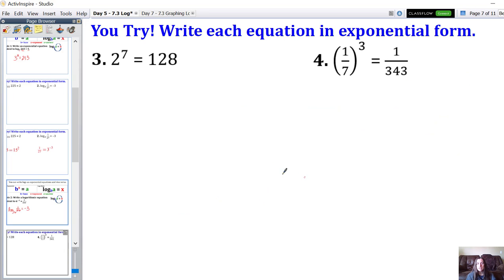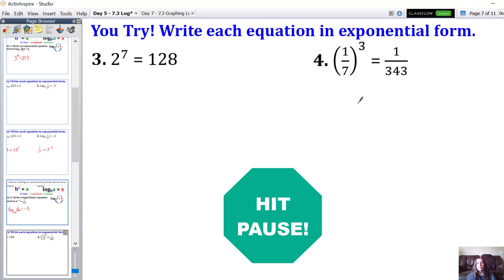So once again, I have a couple examples that you can try on your own. Pause the video, and then you can check your work in a second. 2 to the 7 equals 128, and 1 over 7 to the 3rd equals 1 over 343. Try writing that in log form.